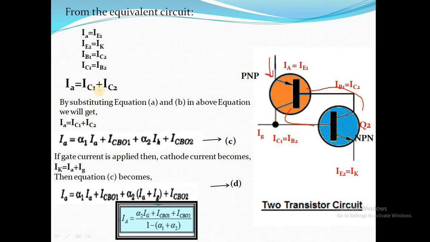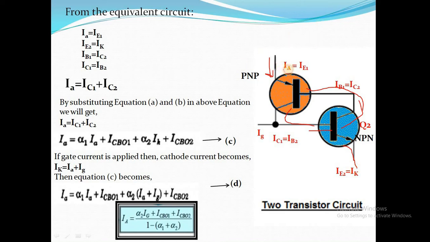Therefore here the anode current is given as IC1 plus IC2, that is the collector current of the first transistor and the collector current of the second transistor. Again these two collector currents, IC1 and IC2, combine together in the second transistor, and through the collector current it is coming in an outward direction here.